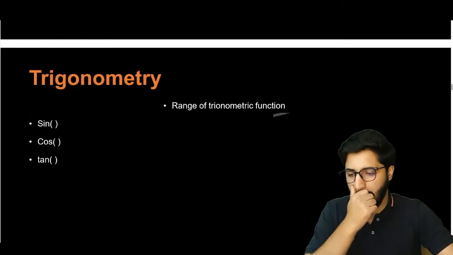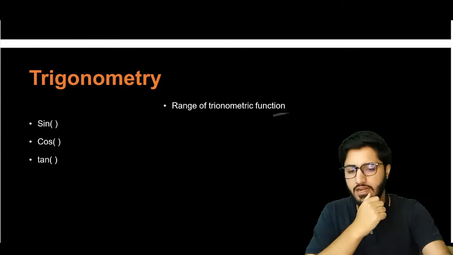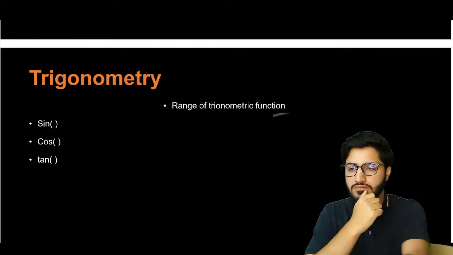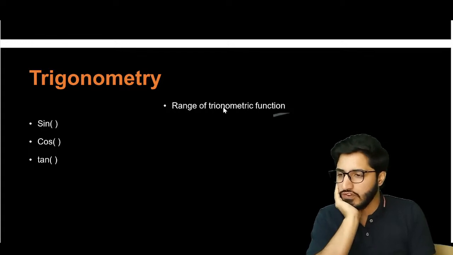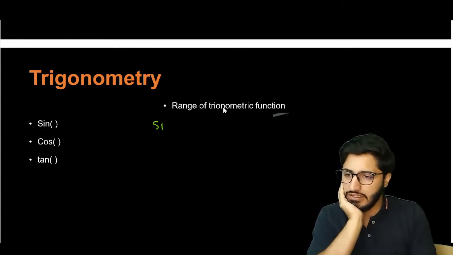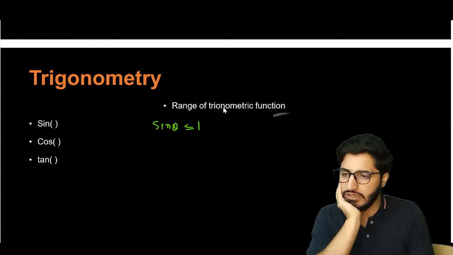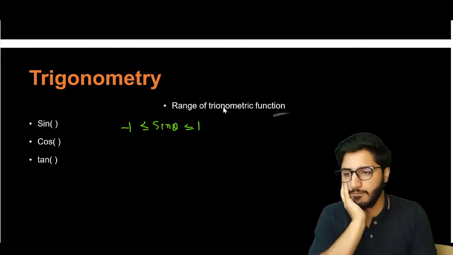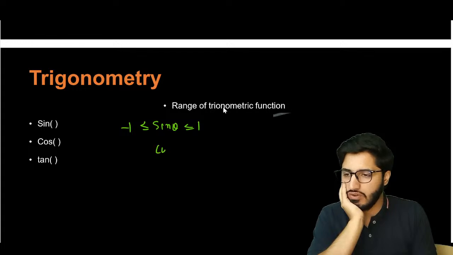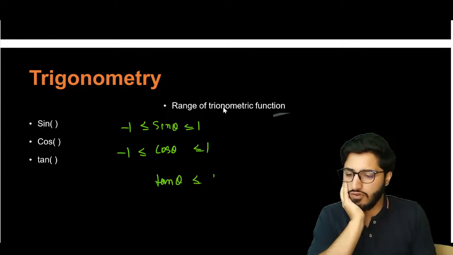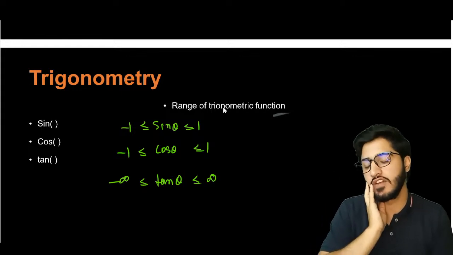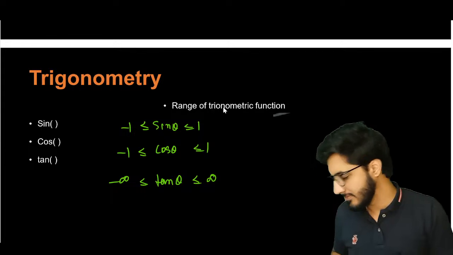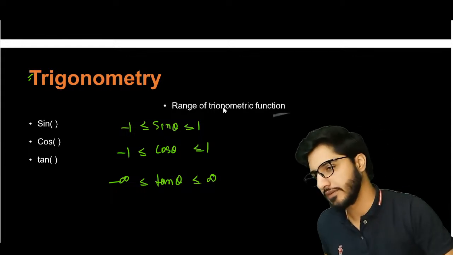Now we are having a range of my formulas. So the range of sine theta is less than or equal to 1 and greater than or equal to minus 1. Now cos theta is also less than or equal to 1, greater than or equal to minus 1. The highest value of tan would be infinite and the lowest would be minus infinite. Also, this one is not important.